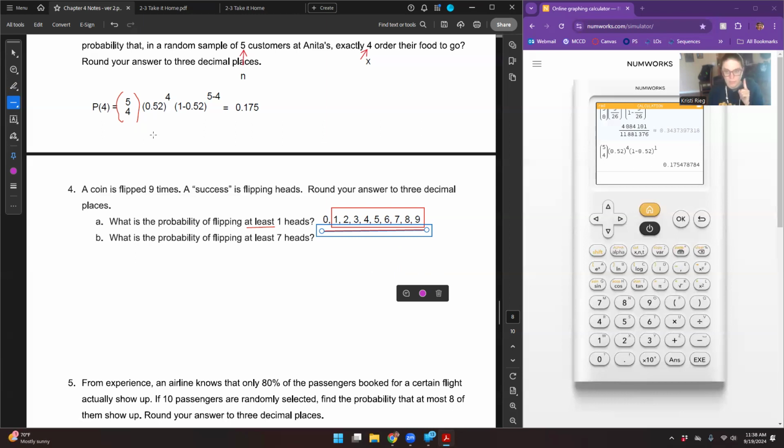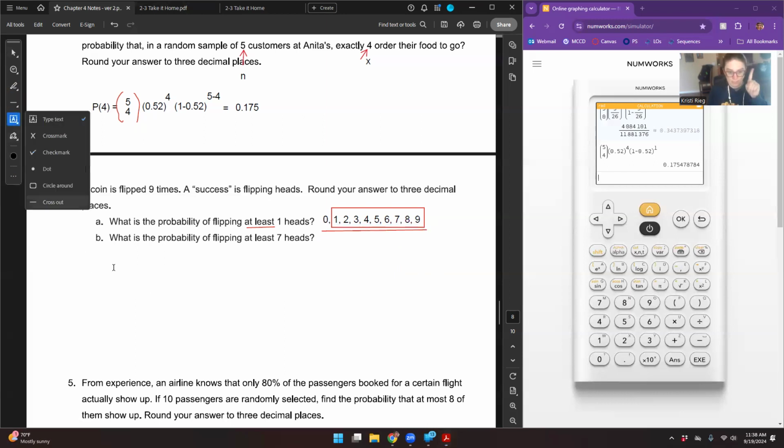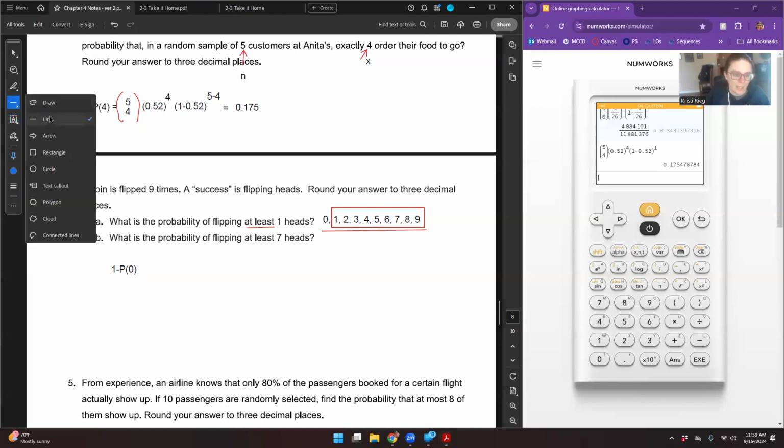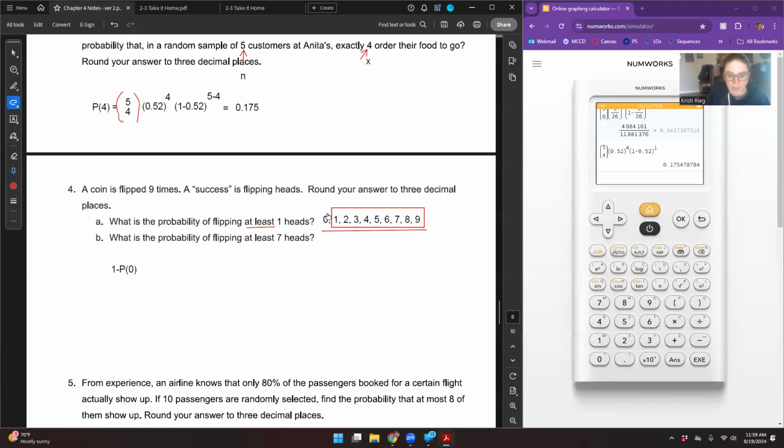Everything is 1. Remember, the sum of the probabilities adds up to 1. The whole thing adds up to 1. So I could say everything minus the one I don't want. I don't want 0. I want everything, take away 0. Not literally take away 0, but take away this probability of 0. So everything taking away that probability is going to leave you with the probabilities that we want.